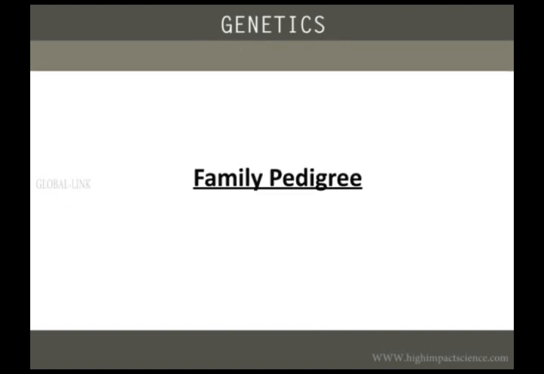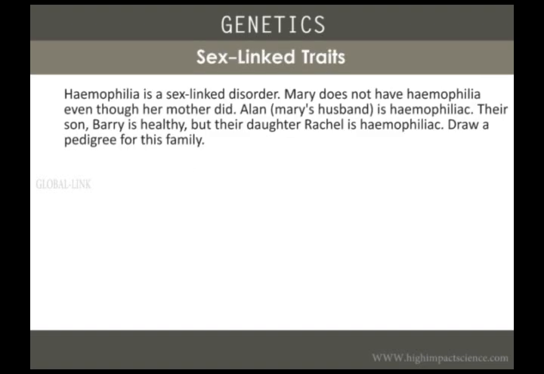And now we look at family pedigree. Let us do an example to learn how to do pedigrees. Hemophilia is a sex-linked disorder. Mary does not have hemophilia, even though her mother did. Alan, Mary's husband, is hemophiliac. Their son Barry is healthy, but their daughter Rachel is hemophiliac. Draw a pedigree for this family.